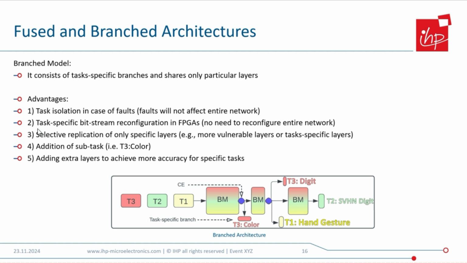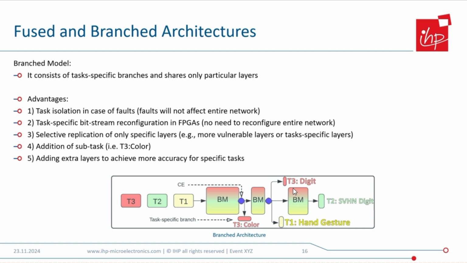So we don't have to reconfigure the whole network. We can just focus on a particular branch and then we can reconfigure it. We can do selective replication of only specific layers. For example, if there is a task which requires high reliability, we can only replicate or add redundancy for that specific task. In short, we can do selective hardening in a branch architecture, which is a more hardware efficient way of adding fault tolerance or increasing reliability.